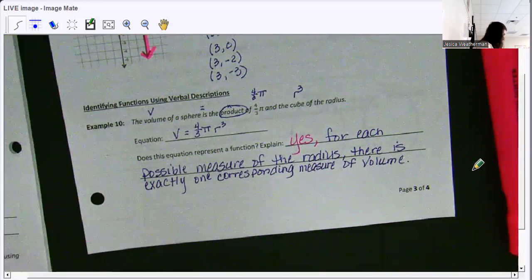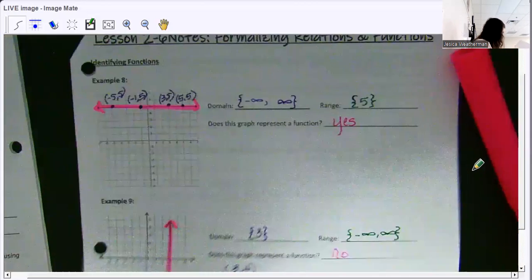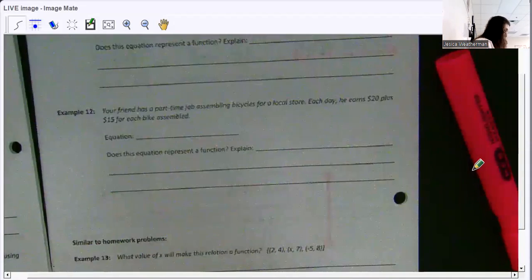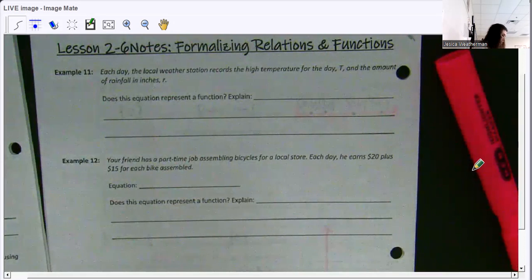Page 4. Did I not leave room for the equation on this one? Let's see. All right, 11. Each day, the local weather station records the high temperature for the day, T, and the amount of rainfall in inches, R. So let's look at this.